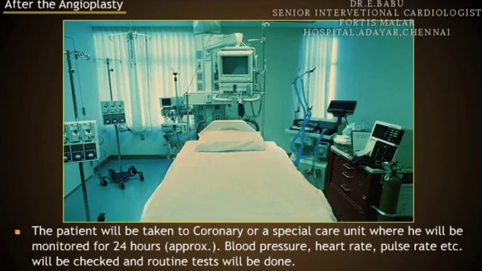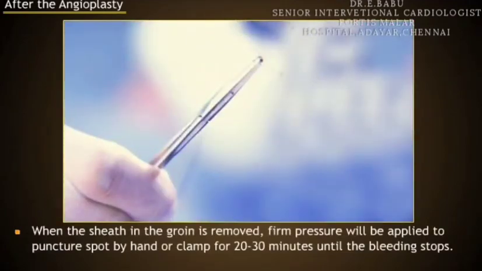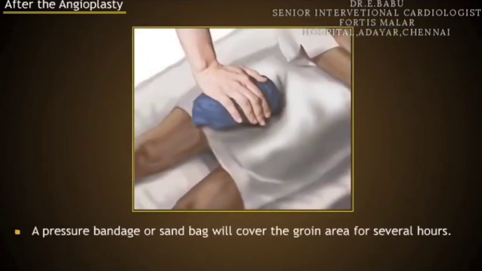Blood pressure, heart rate, pulse rate, etc. will be checked and routine tests will be done. When the sheath in the groin is removed, firm pressure will be applied to the puncture spot by hand or clamp for 20 to 30 minutes until the bleeding stops. A pressure bandage or sandbag will cover the groin area for several hours.